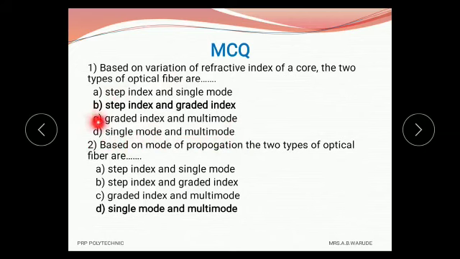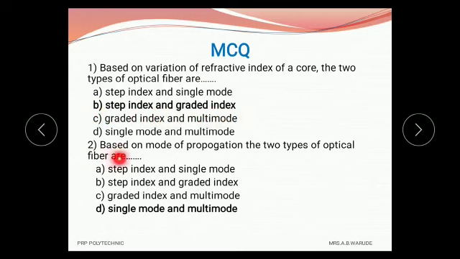When we see all these options, these are all types of optical fiber. But when we see the type of optical fiber based on variation of refractive index of core, then there are two main types. First is step index and second is graded index. And therefore the correct option is B, step index and graded index.